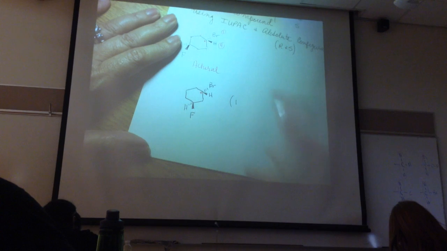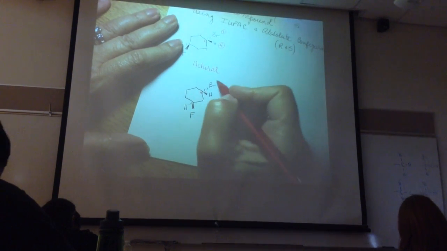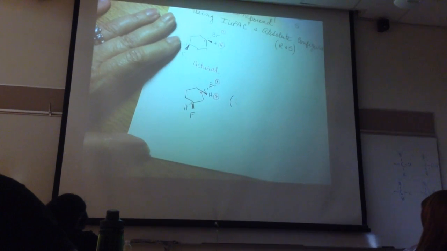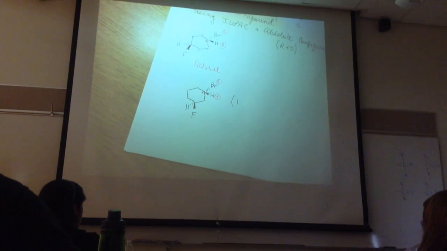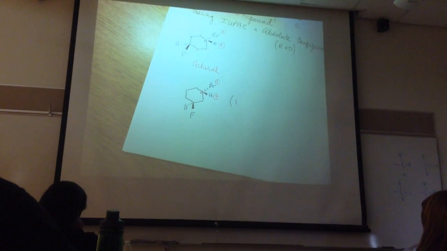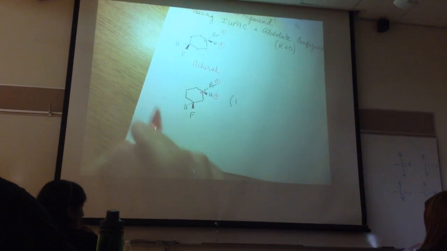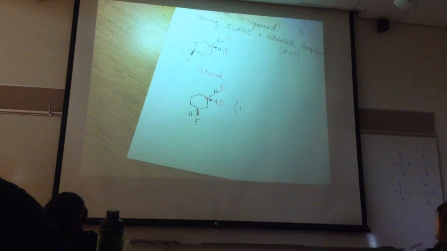Okay, priority 1. How many people say R? How many people say S? R's, S's. Okay. R, S, R, S, R. Flip it. S. All right. So let's see. I can't think anymore.